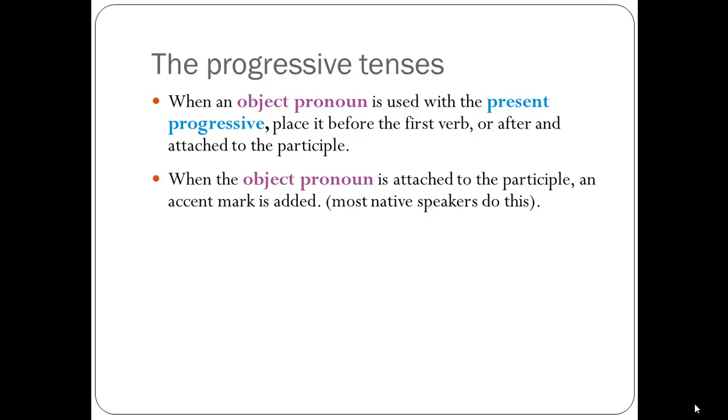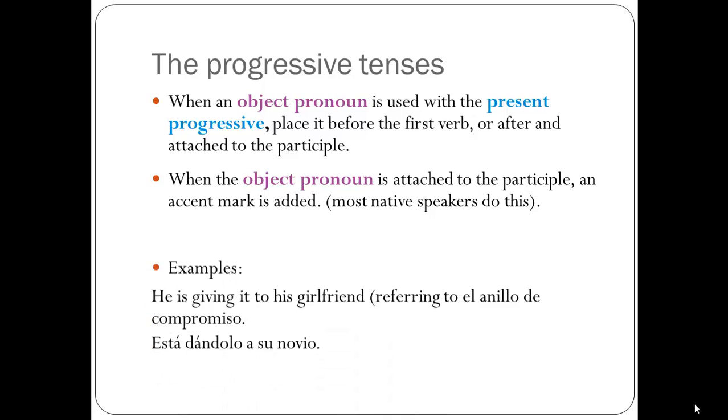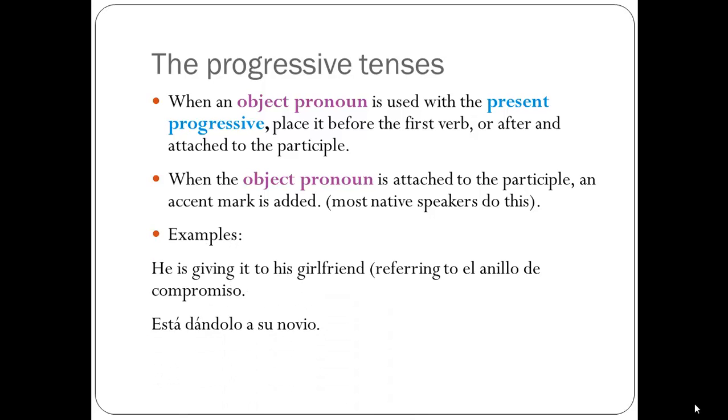Remember in Spanish, the four most common direct object pronouns are lo, la, los, and las. So here's an example. He is giving it to his girlfriend. It is the direct object pronoun, and it's referring to el anillo de compromiso. So, if el anillo de compromiso is the direct object and it's masculine and singular, you have to think, which direct object pronoun would I use? Lo, la, los, or las? In this instance, it's lo.